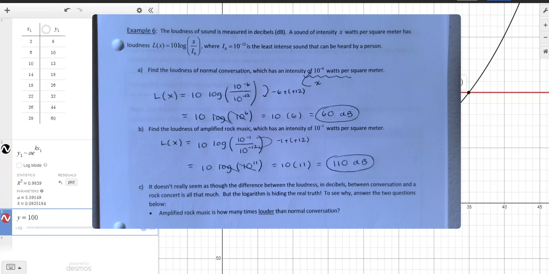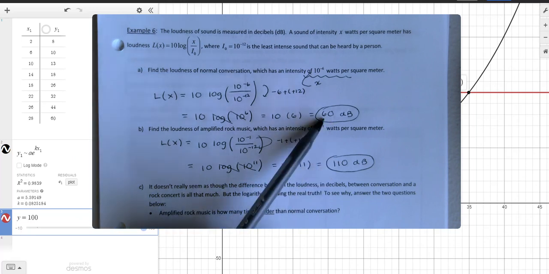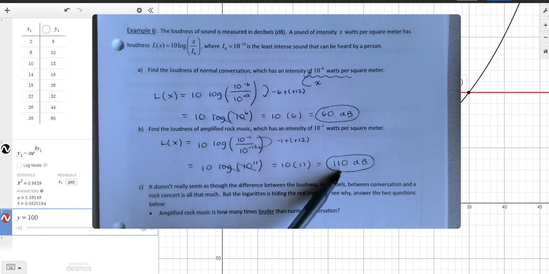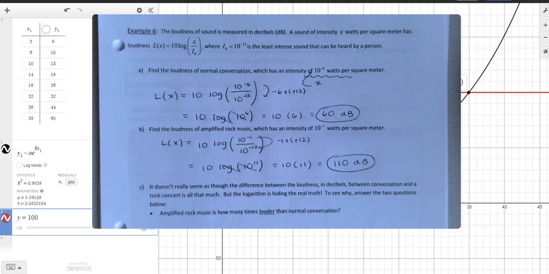All right, I want to talk a little bit about those two answers. It actually doesn't really seem as though there's all that big a difference in the loudness, even though this is just sort of a normal conversation, and this would be like a super loud concert hall. So what's going on here? What's happening is a logarithmic scale, or a logarithmic equation, actually often hides the differences between things. To see how that works, let's go ahead and answer the two questions right here at the bottom of the page.